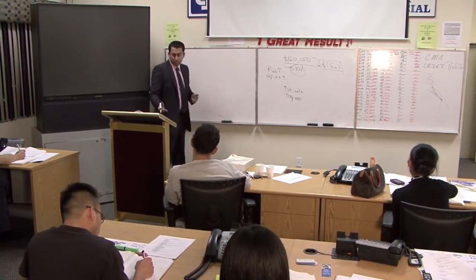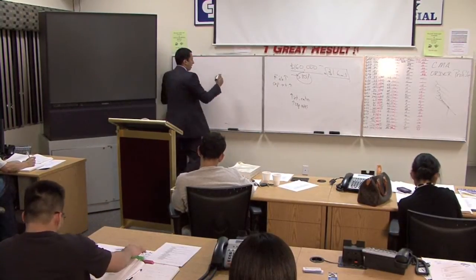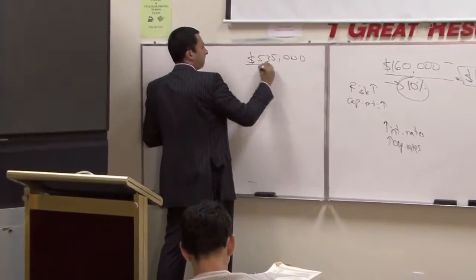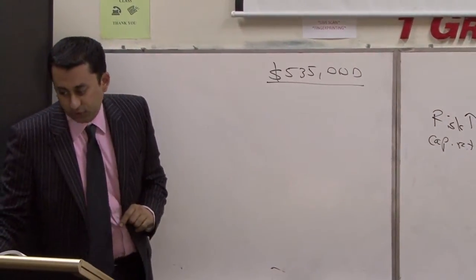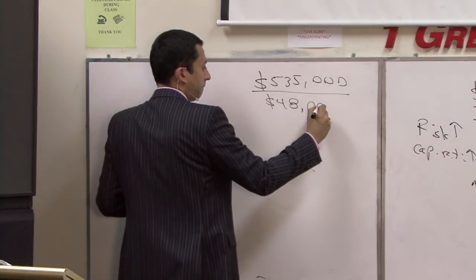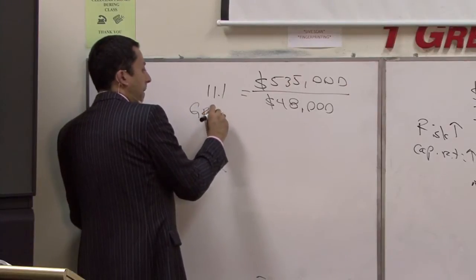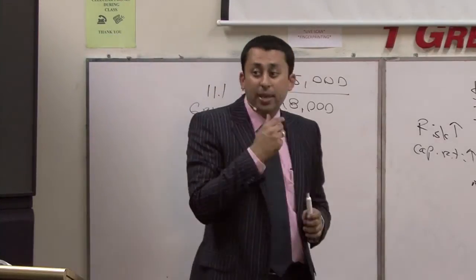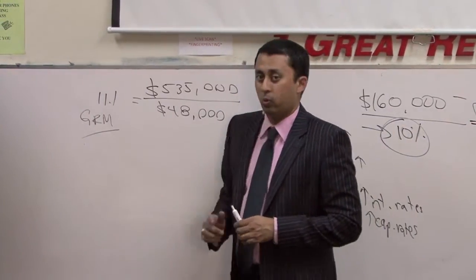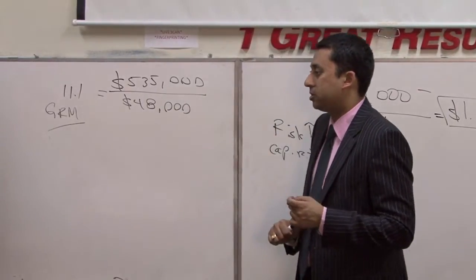Let's say, well, we can stick with the example here in the book on the top of 393. A property sells for $535,000. The rent is $48,000 a year. This is a GRM of 11.1. What this means is that the value of the property is 11.1 times the gross income. The value is 11.1 times the gross income.